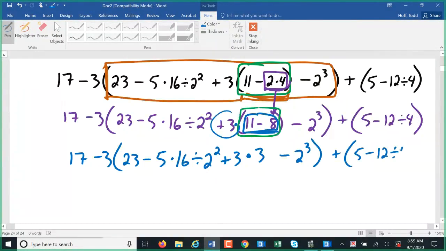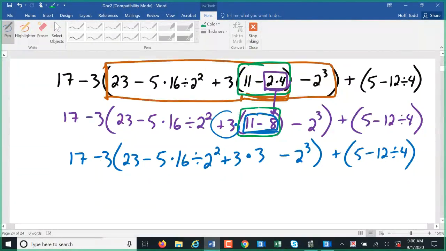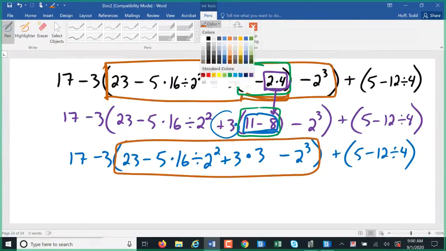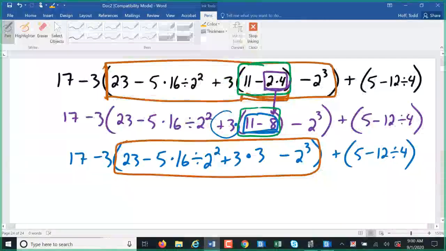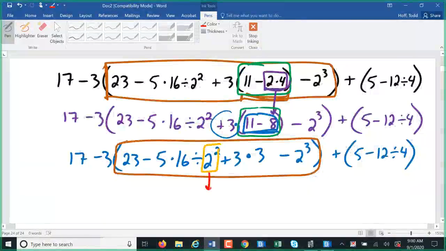So now back to the bigger problem. That green set of parentheses is gone. I've completed it. So now I'm back out to the brown set of parentheses here. In there's no more enclosing symbols. There is, however, exponents. I have 2 squared, or 2 to the power of 2, which is 4. So I'm going to replace that with 4.